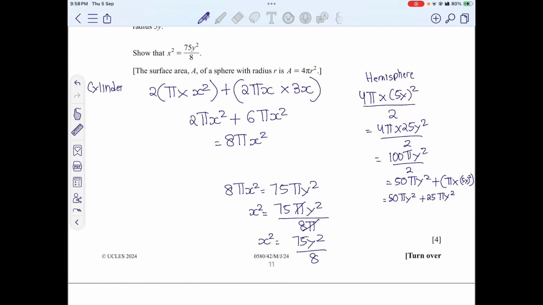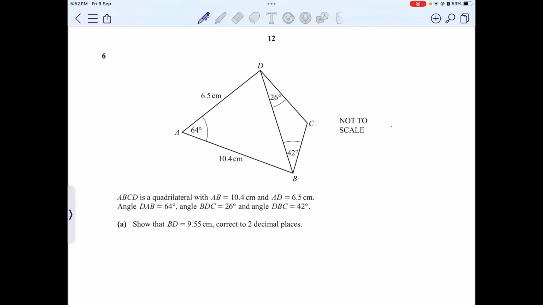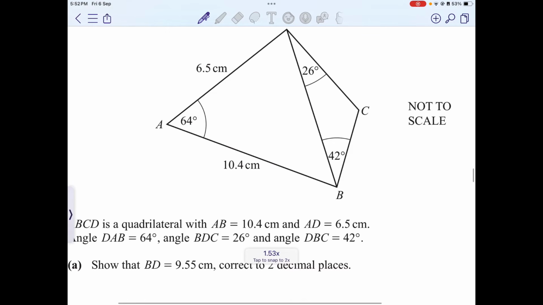Now we'll move on to question number 6, where it says that ABCD is a quadrilateral with AB equal to 10.4 centimeters, AD equal to 6.5 centimeters, angle DAB is given as 64, angle BDC is given as 26 degrees, and angle DBC is given as 42 degrees, as shown on the diagram as well. Now the first part says show that BD equals 9.55 centimeters. So I have to basically find this length.